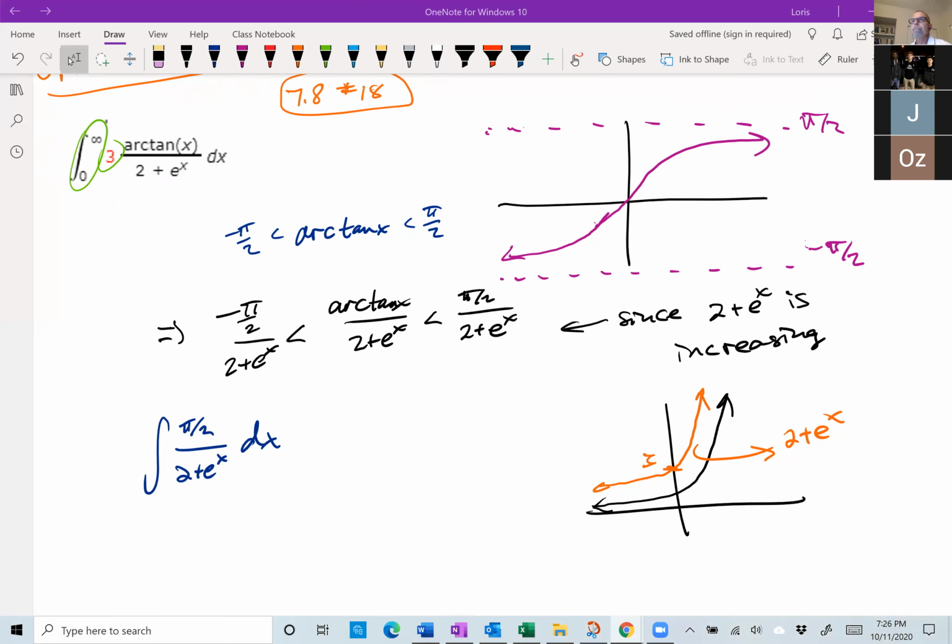Also, I would really think about it. In turn, 2 plus e to the x on the bottom. So this is also less than pi over 2 over e to the x, because you're adding 2 there. So it's less than that. So instead of doing this integral, we are going to do this one.